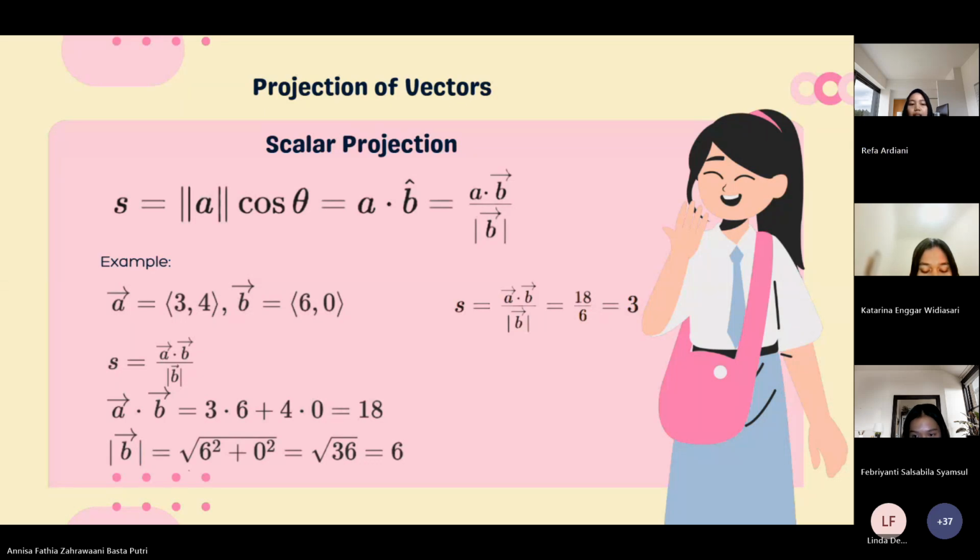And then we substitute the values into the scalar projection formula. The scalar projection equals 18 divided by 6. 18 divided by 6 equals 3. So the scalar projection of vector A onto vector B is 3. Next slide.